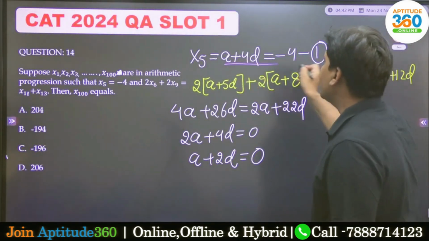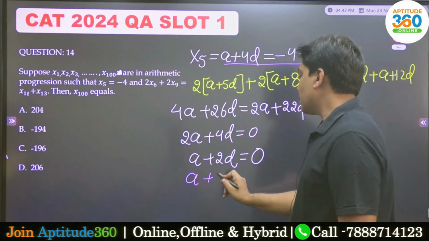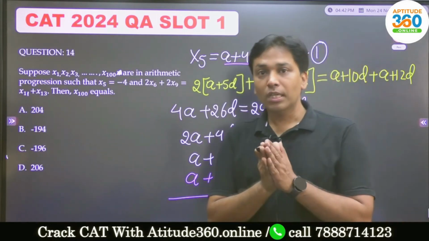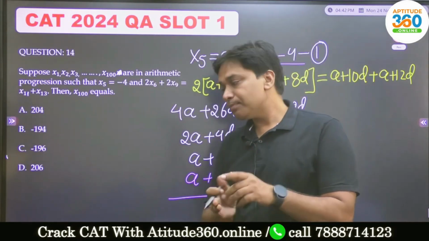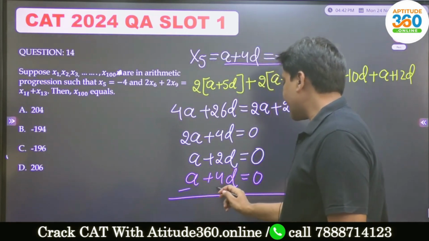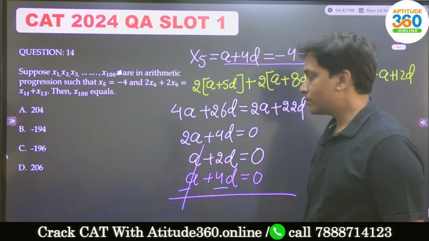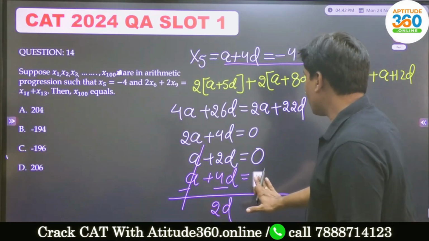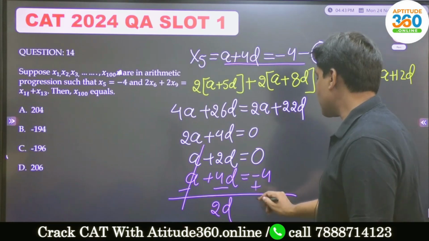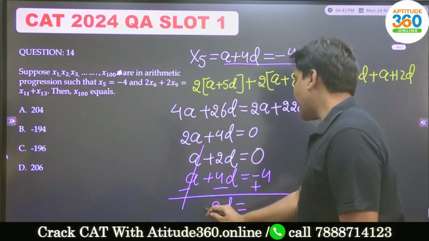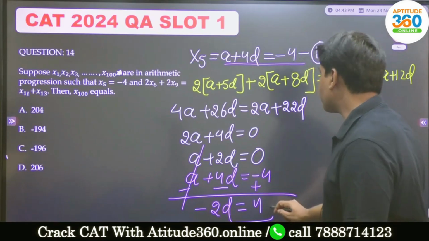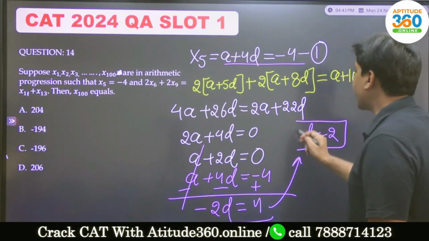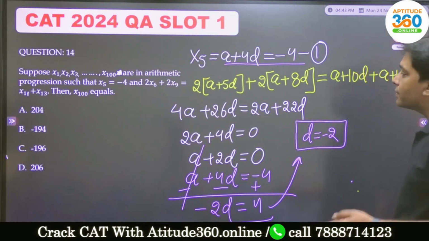The first one is over here, which is a plus 4d equals negative 4. So will you be able to find the values of a and d from here? If you see, this is positive and this is positive, so these two are gone. So minus 2 times d, and over here this was minus 4, so this becomes plus 4. So minus 2d is equal to positive 4. What is the value of d that you will get? The value of d comes out as negative 2. So we have found our common difference.